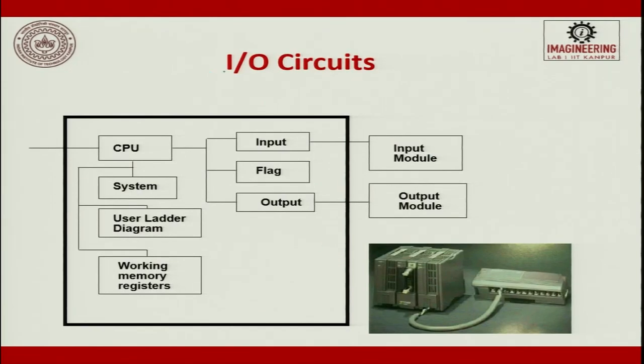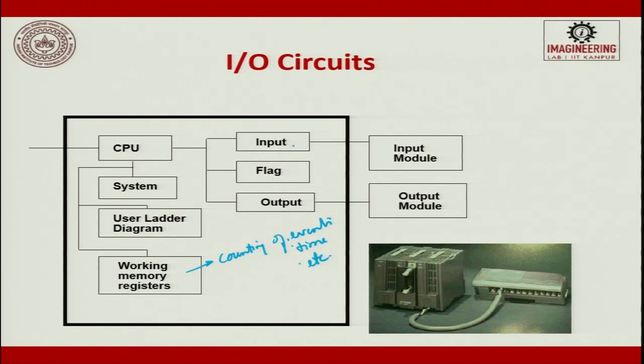So, input output circuit, if you see, a CPU will be there, a system will be there, a user ladder diagram will be there. Then there will be a working memory space. Working memory is used for counting of events, time, etc. Okay. So, that is the working memory register. So, whatever gets from the ladder diagram, so if there is a flow of one data signal, that will get recorded here and it keeps on adding.